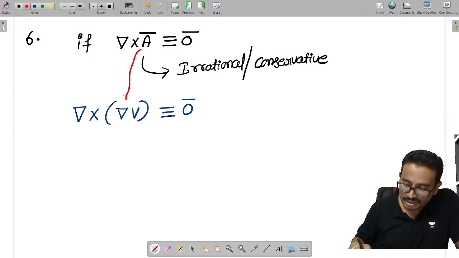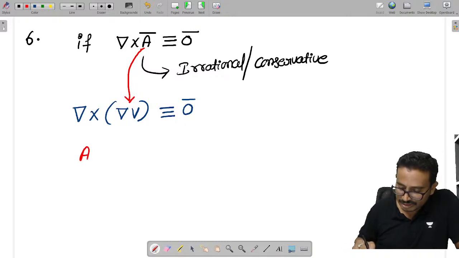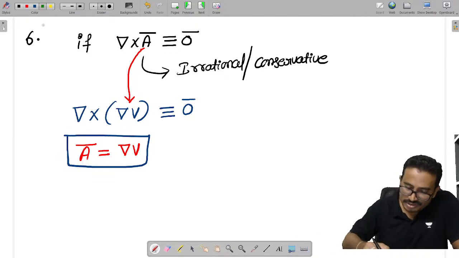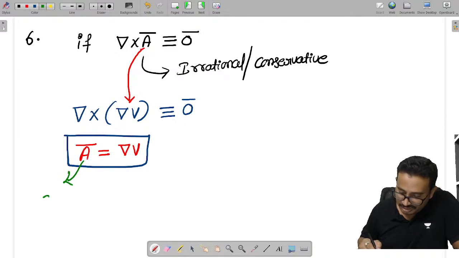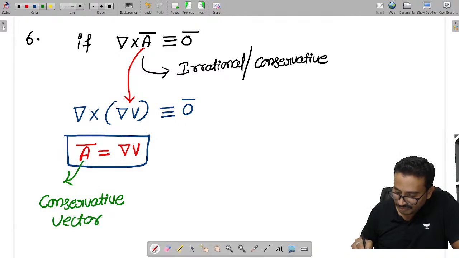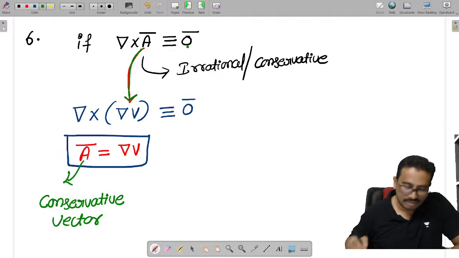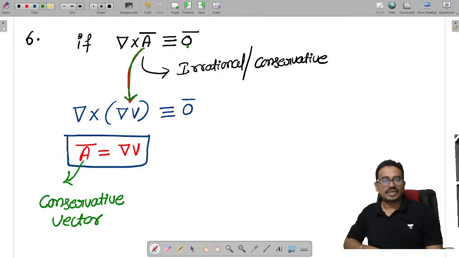So from this, can I compare this thing, tell me? Can I compare this thing here? I can write this thing as A is equal to del V. A equal to del V, right? And here what is this A, tell me? A must be conservative. A must be a conservative vector. Then only the curl is 0, then only I can compare these two equations. Then only I can conclude this equation. So here to write this thing, A must be a conservative vector.